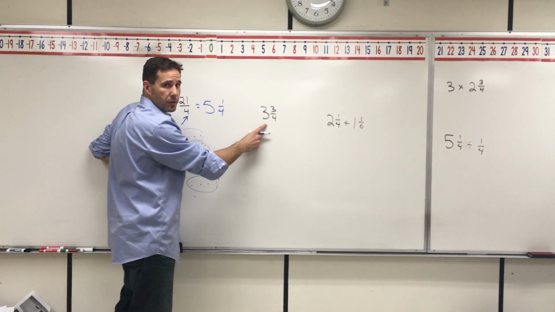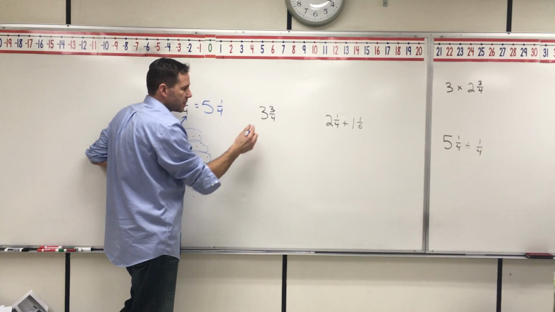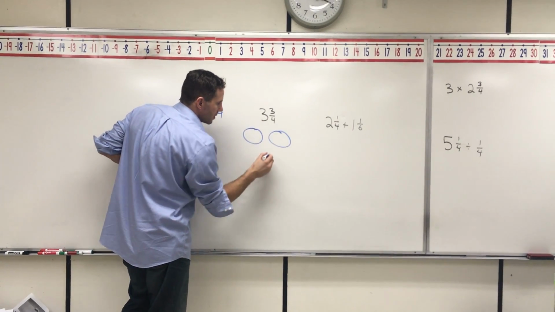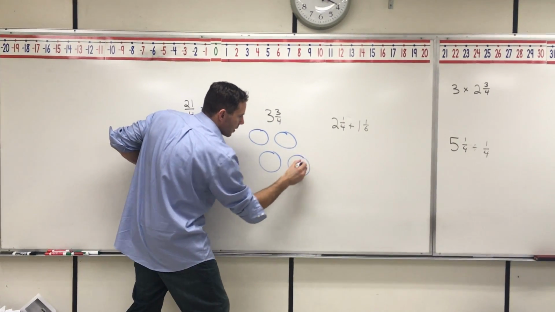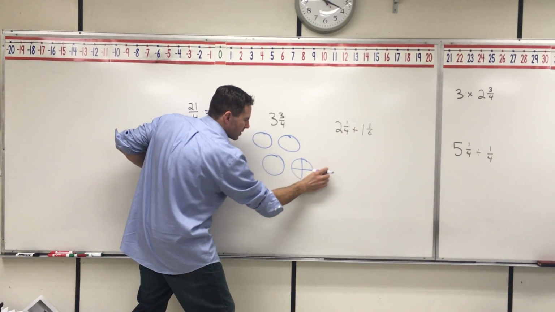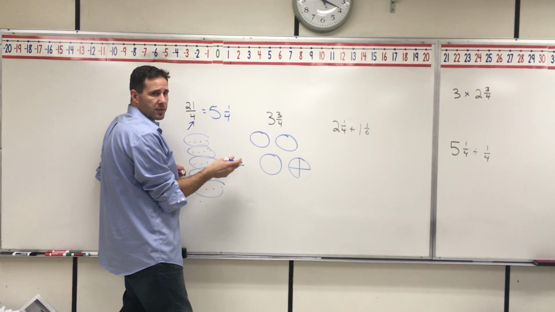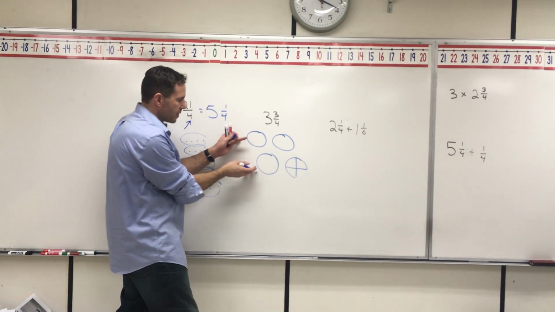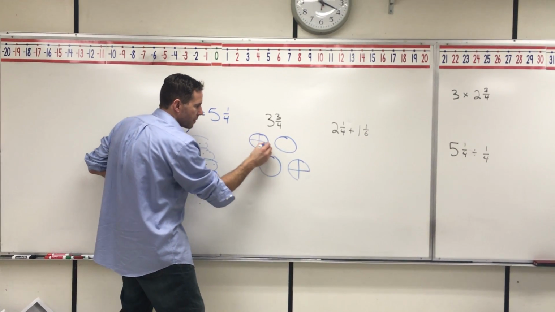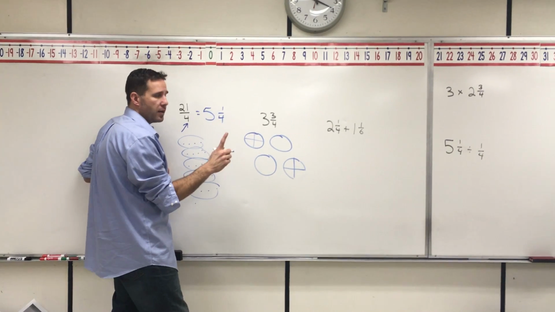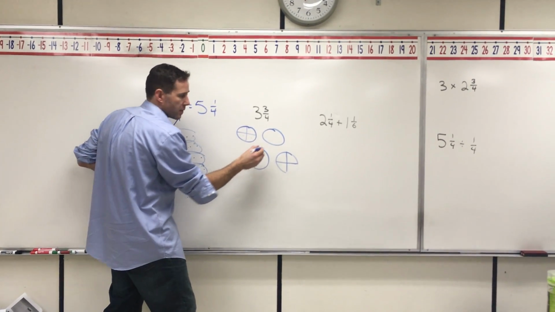This one, going the reverse, I have, we'll go with pizza, 3 full pizzas, and then I have over here 3/4 of a pizza. So I have 3 full pizzas, and no one eats whole pizzas like this. We're going to cut them up into fourths. Notice that each one is 4 pieces.